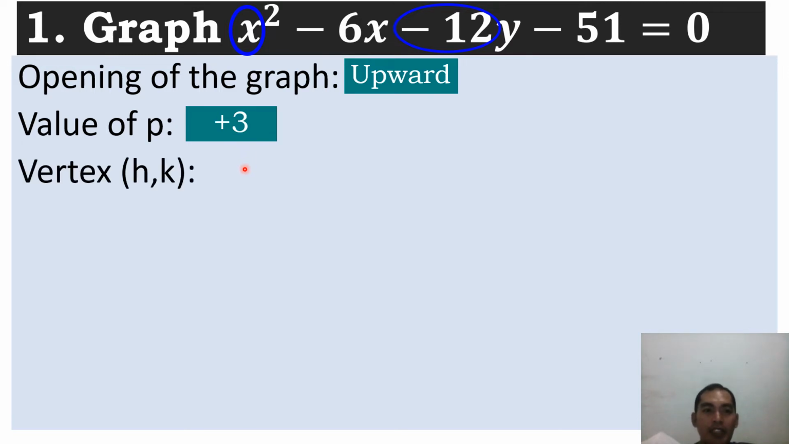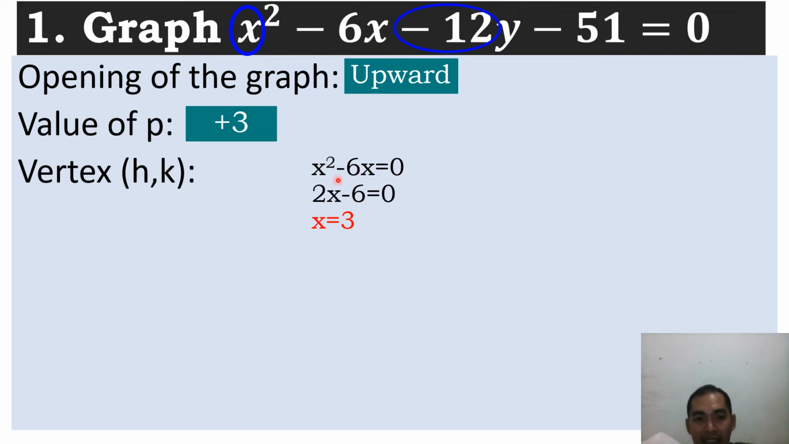After that, when you get for the vertex, kukunin mo lahat ng variable na kapareho ng leading variable. Get all the terms na kapareho sa leading variable. We have x squared minus 6x equals 0. Then get the derivative. How to get the derivative? You multiply the coefficient of the variable times the exponent of the variable. So 1 times 2 is 2. That's the new coefficient. Then we copy the variable x, subtract the exponent by 1. So the new exponent is 1.